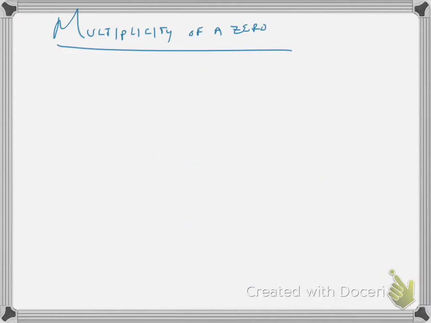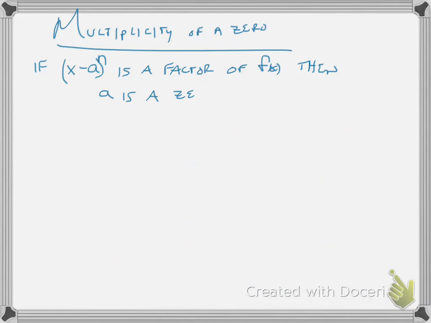So now we're going to talk about the multiplicities of a 0. And the statement that this is going to come from is if I have x minus a raised to the n as a factor of f of x, then what that's going to mean is that a is a 0 of f of x, but it's going to be with a multiplicity of n. The n is the exponent.